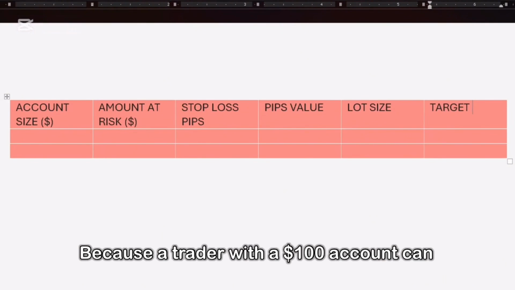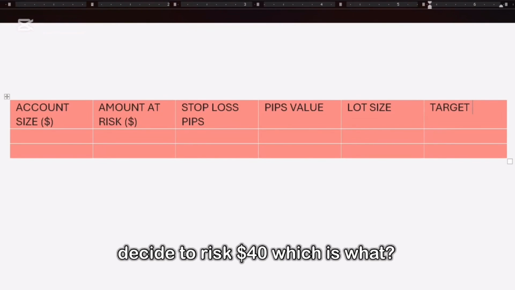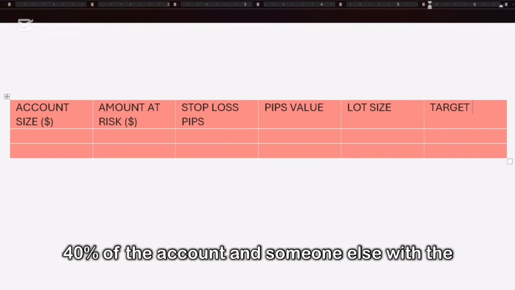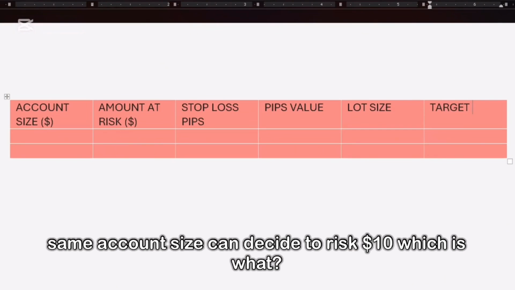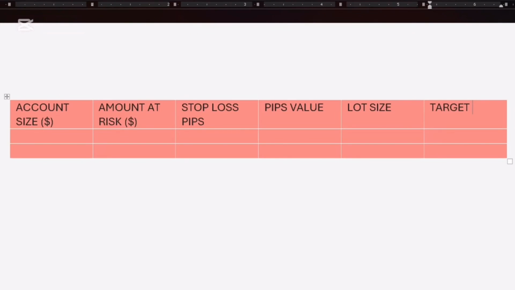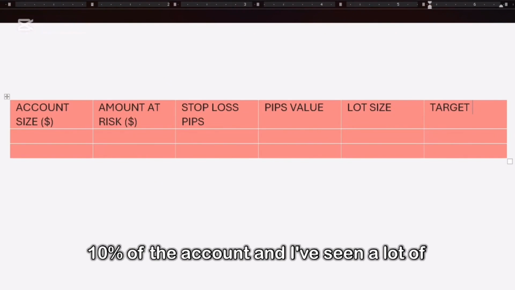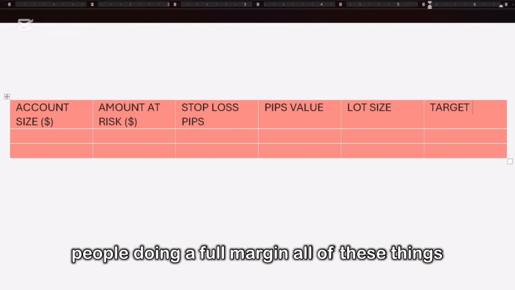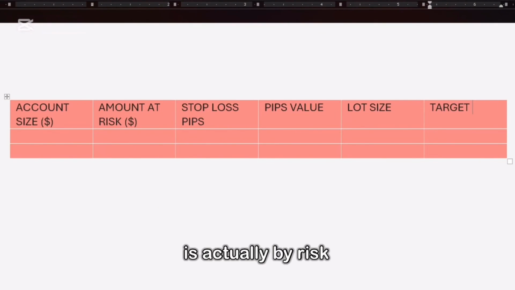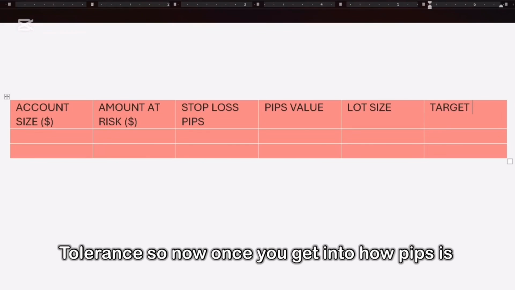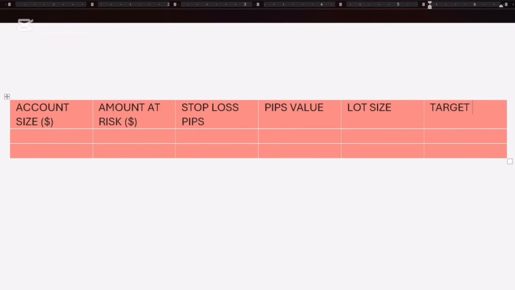Because a trader with a $100 account can decide to risk $40, which is what? 40% of the account. And someone else with the same account size can decide to risk $10, which is what? 10% of the account. And I've seen a lot of people doing a full margin. All of these things are actually by risk tolerance. So now, we want to get into how pips is being calculated.